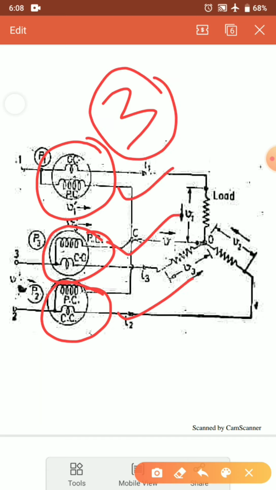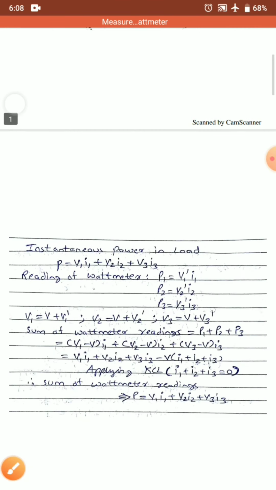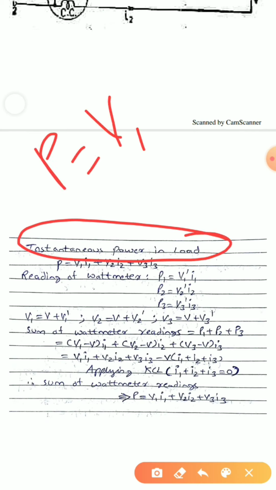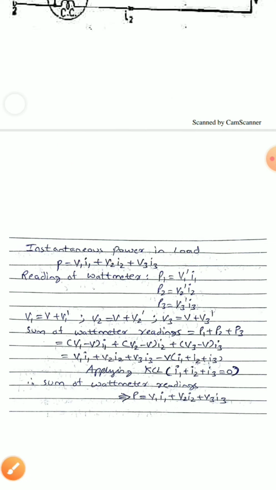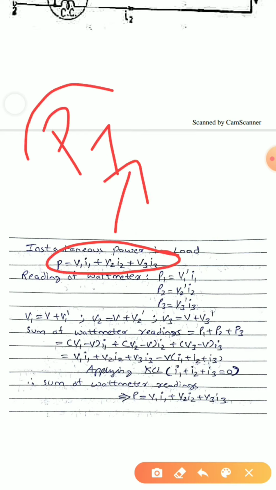So using Blondel's theorem, I can calculate the power for a polyphase system using single-phase wattmeters. To calculate the instantaneous power in the load, I have to add the power across each conductor, that is V1I1 plus V2I2 plus V3I3. If I add all these three, I'll get the total power across the full system.